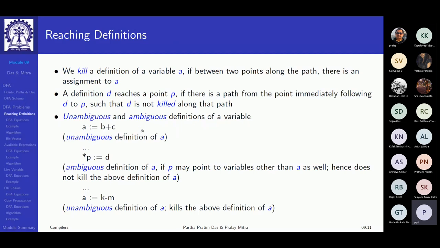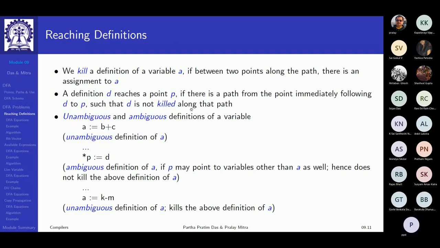So we define a few notions. We say we kill a definition of a variable A if between 2 points along the path there is an assignment. Because I have one definition, let's say I have defined the variable, and then the control flows, and I have another definition of the variable. Now, naturally, when I have the second definition, the earlier definition no more holds. So we say that that definition is killed.